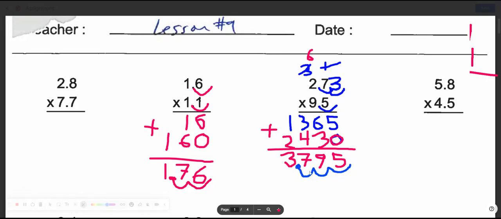And there you have it. So that's the trick, guys, for multiplying with decimal numbers. You just got to jump out that decimal. Get rid of it. And then jump it back in on your final product.